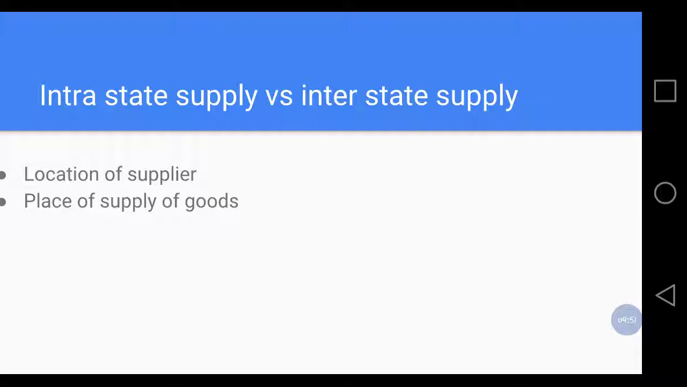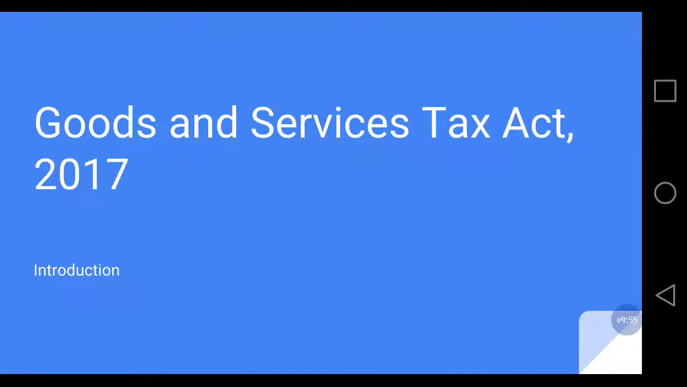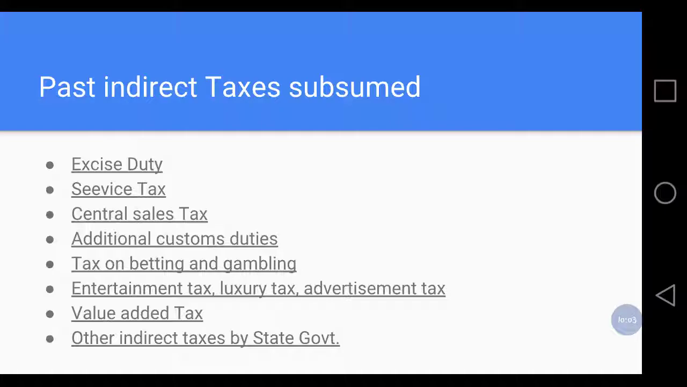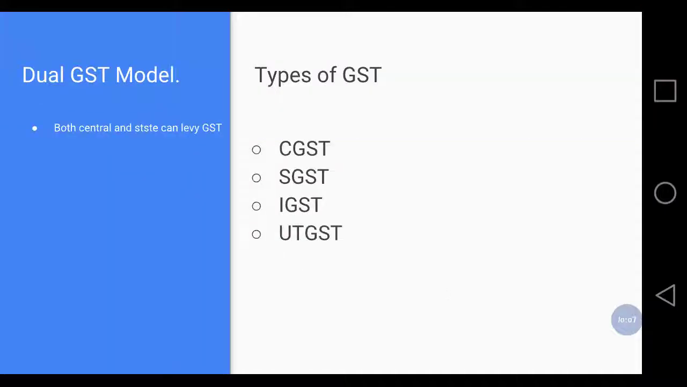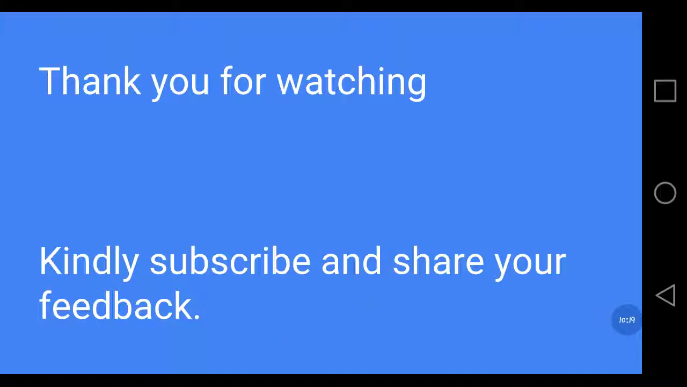That's all. So in this video, we had seen what is goods and services tax, what was the past tax, what is the present tax, indirect tax, what are the features, what are all the past indirect taxes subsumed with GST, and what is the dual GST model, types of GST, intrastate supply, interstate supply. That is enough. We'll see the rest of the things in the next video.